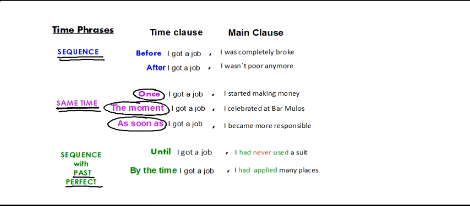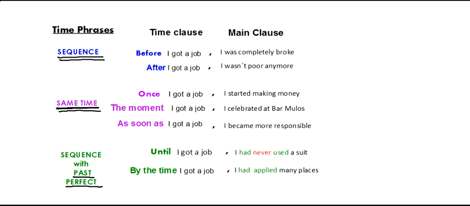Or let's look at another example. The moment. The moment I got a job, I celebrated at Bar Mulo's. Again, these two actions happen almost together or at the same time. Let's look at the third one. As soon as I got a job, I became more responsible. Again, these two actions happen at almost the same time, or one after the other. Okay? So all of these examples, for once, the moment, and as soon as, they all refer to things that happen almost at the same time or very close together.